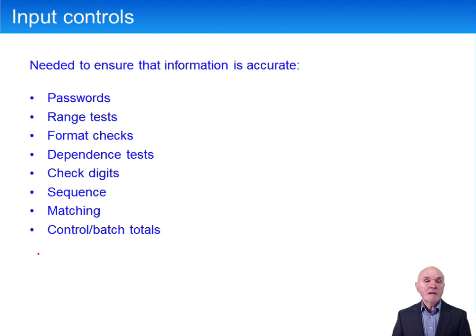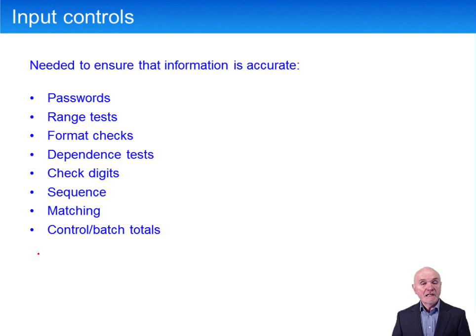Sequence check, accountable documents, pre-numbered documents. If you expect all documents to be put in and they have sequentially pre-numbered elements to them, a sequence check will be able to report missing documents and will be able to prevent the same document going in twice.